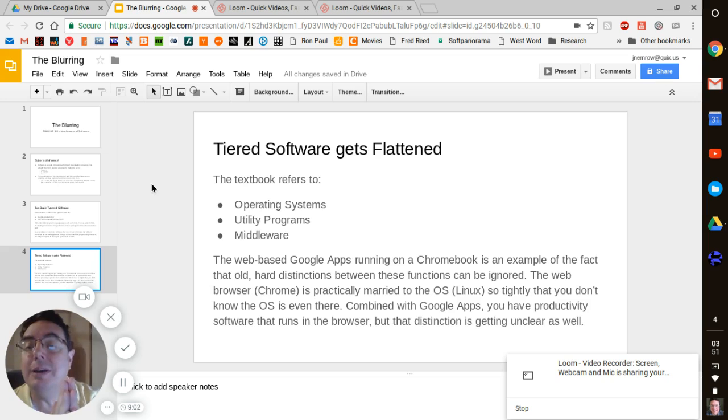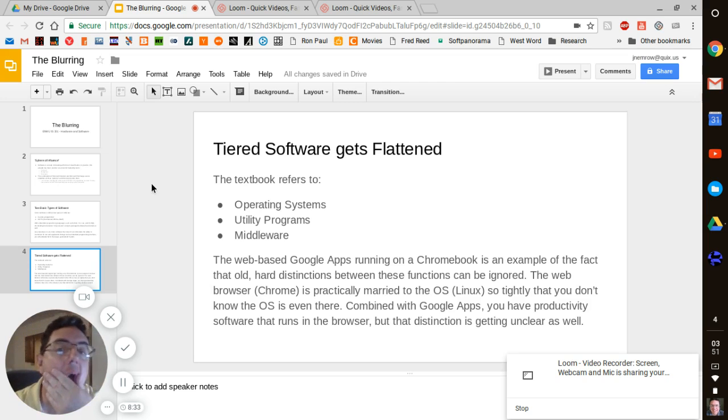Okay, so we're still talking about the blurring, but this time we're talking about tiered software that gets flat. That's what the blurring means, is when you flatten something. In the textbook, again, boy, man, I'm really working over this textbook, aren't I? When they try to categorize things, software defies categorization. Anytime you think you've got things nailed out, it will violate every rule, and then it will turn that into a marketing campaign. A very successful one, too.